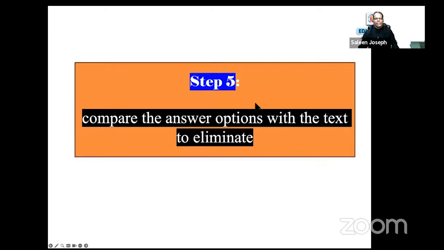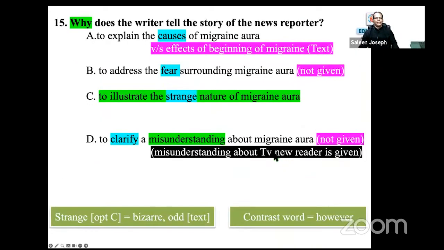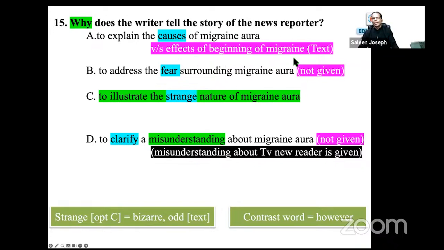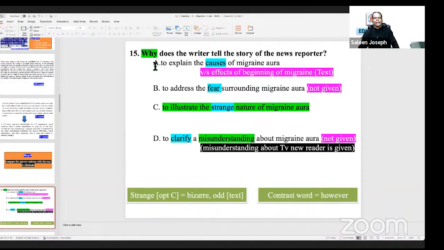We are going into the fifth step, compare the answer options with the text to eliminate. Now, see, to explain the causes of migraine, did they speak anything about causes of migraine? What causes migraine? No. All the symptoms, all those speech difficulties and visual problems, they are the effects, right? Yes. Effects of migraine, not causes. So causes can be eliminated because the text speaks only about effects, not causes. If you remember the cause and effect language we learned, you understand this can be easily eliminated.